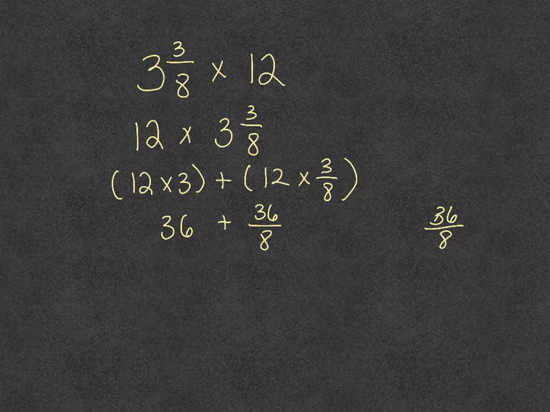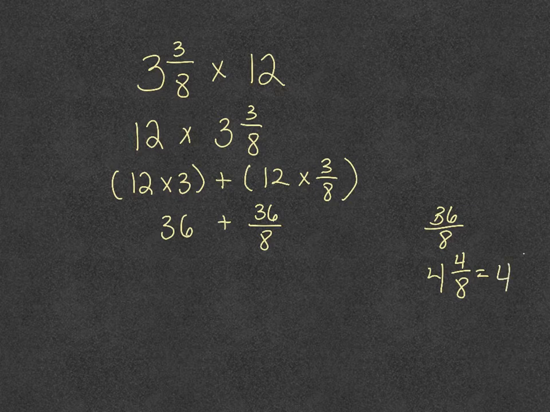How many wholes do we have? 36. Well, 8 times what gives us close to 36? Well, that would be 4. And we've got 4/8 left over. So it becomes, and again, 4/8 needs to be simplified. The biggest factor it shares is 4.